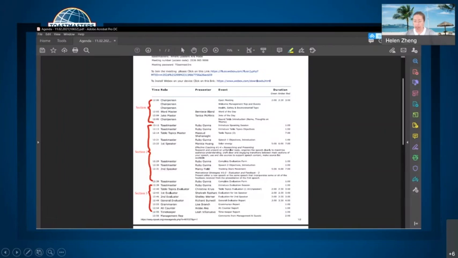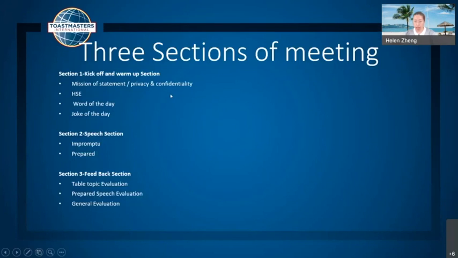The 3 sections are meeting kickoff and warm up, speech section, and feedback section. In the first section, the chairperson and the sergeant at arms will introduce the mission statement, privacy and confidentiality of personal information and meeting records. The chairperson would start each meeting with an HSE topic for Fluor culture.